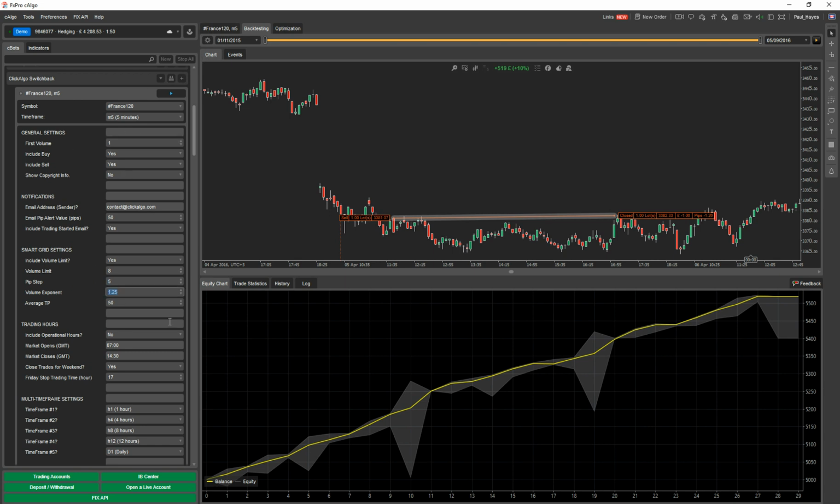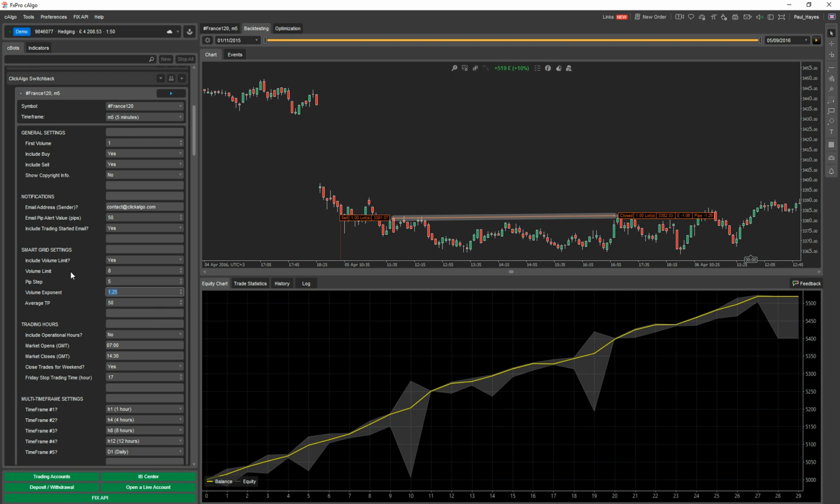The volume exponent means what the exponential increase is on that volume. So every time it retraces back, say another 5 pips to 10 pips, it doubles. If this was set to 2, it will double the volume. If it retraced another 5 pips, it will double again to 4, and then 8, 16.